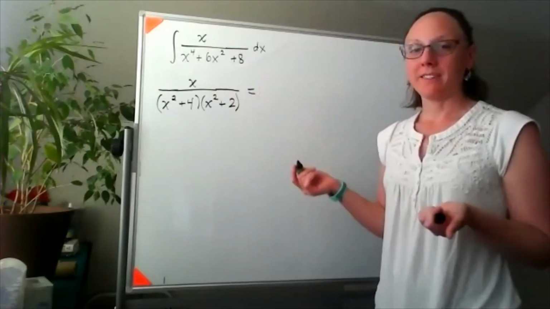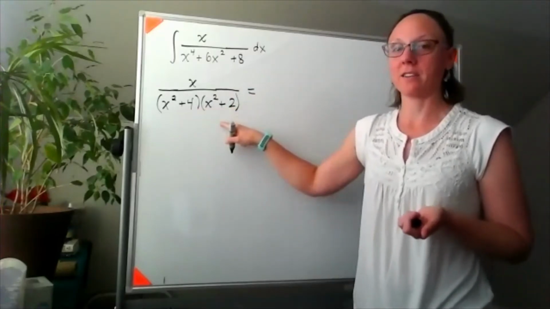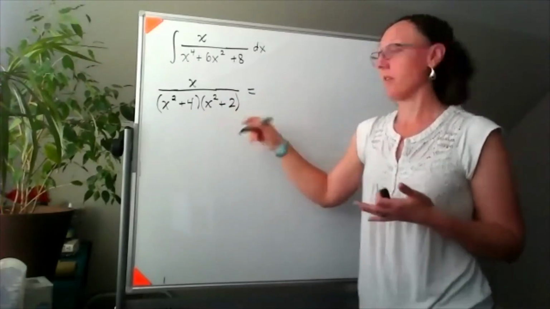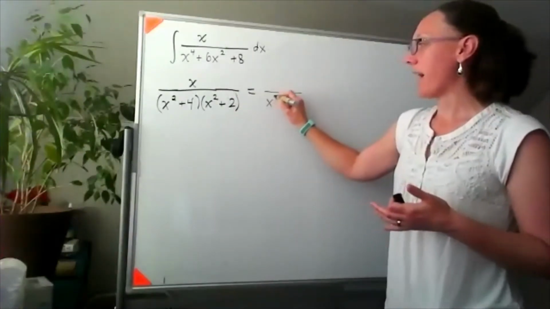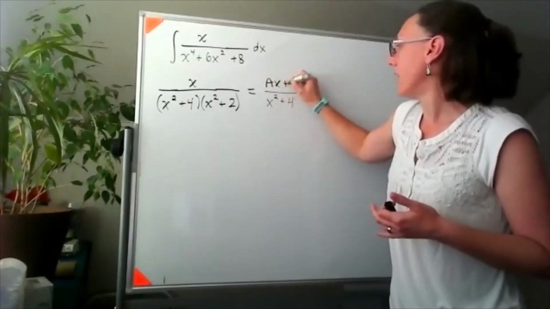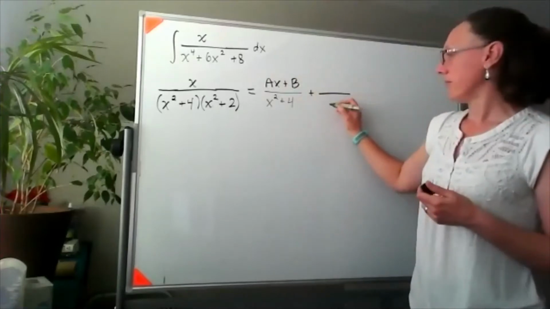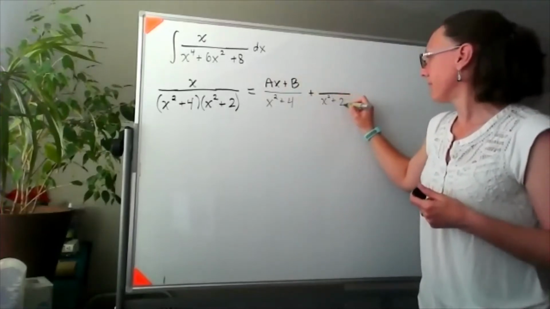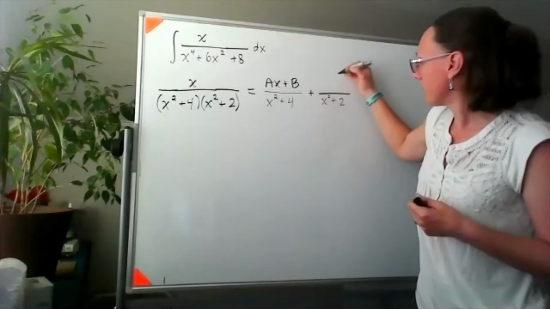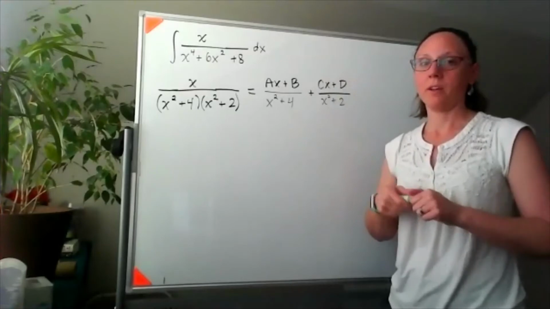So thinking about breaking this apart for partial fractions, both of these are irreducible quadratics, meaning there isn't a way to factor either of these denominators any more than they currently are. So that x squared plus 4 is going to require a linear term on top, and another linear term on top.